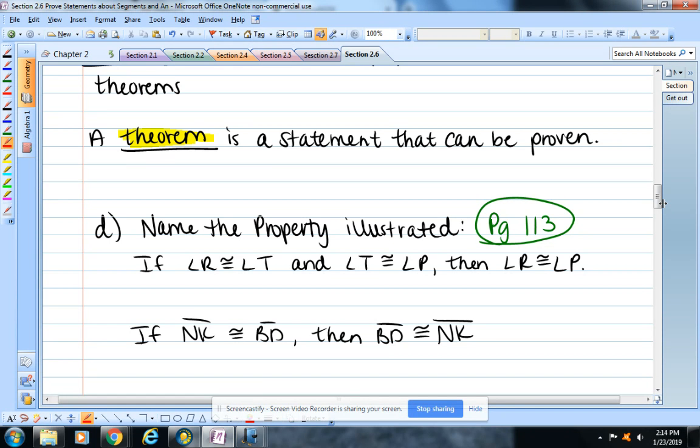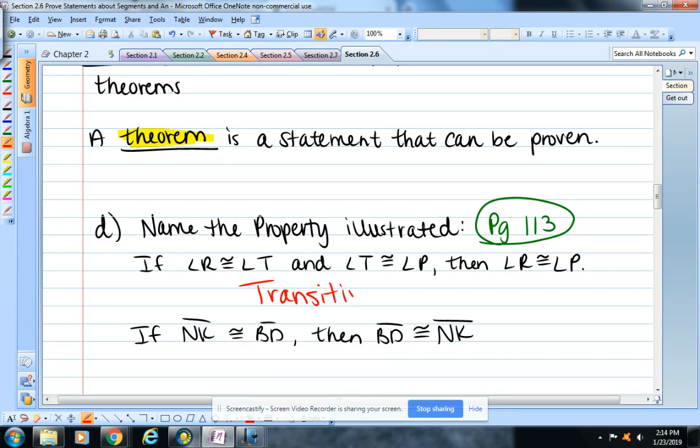So, what is this little symbol? Looks like a slanted L. What's that? Angle. What's this symbol, the equal sign with the squiggle on top? Congruent. What does congruent mean? Equal measures. Okay? So, tell the property that is illustrated. This first one says if angle R is congruent to angle T, and angle T is congruent to angle P, then angle R is congruent to angle P. Now, which property says if two things equal the same thing, then they equal each other? Transitive.